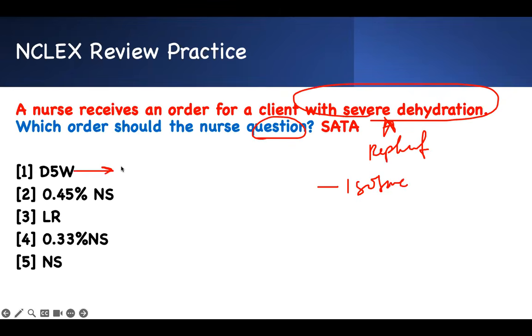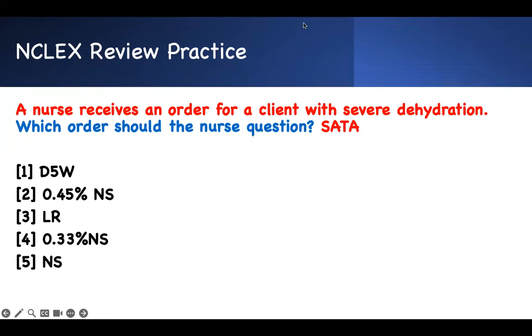Is this isotonic? No. Is this? Because when I put this inside you, it becomes hypotonic. Even though it's just sitting there outside, it's isotonic. Inside the cell, it's not. This is also hypotonic. This is iso. This is hypo. And this is iso. So 3 and 5 are right answers.